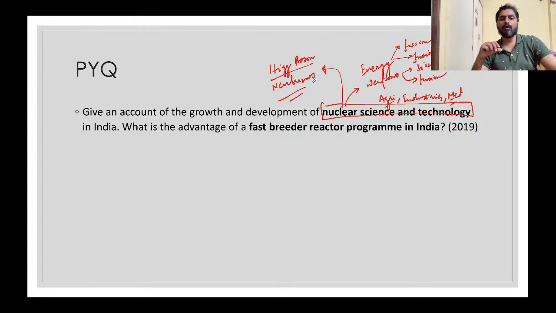So this is a broader topic, and it says give an account. Give an account means here you have to talk about electricity also, weapons also, development in your understanding of nuclear science itself, and the nucleus itself. That is what you have to mention, and then you have to mention the breeder reactor.